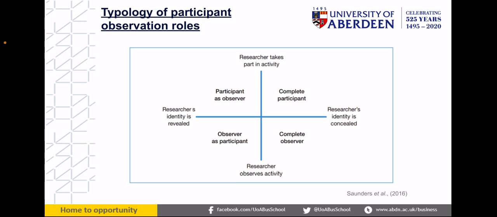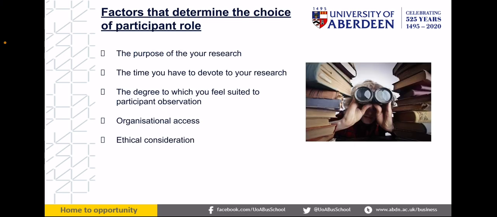So a quick snapshot of the participant as an observer, the observer as a participant, the complete observer, and the complete participant. You can find this in Saunders et al., 2016. Some of the factors that determine the choice of your participant role are, of course, the purpose of your research, why you've chosen to undertake the research. The purpose of your research will inform what type of role you adopt.